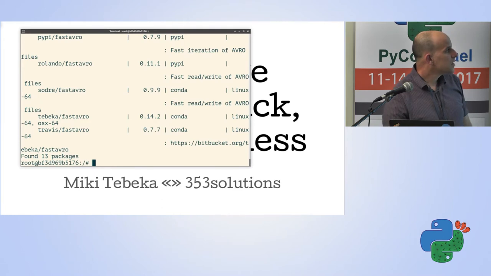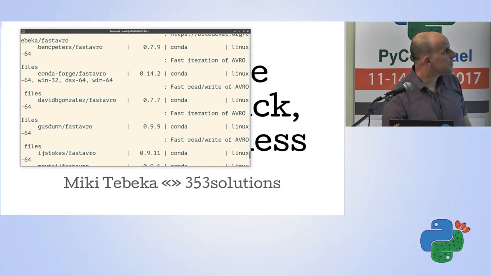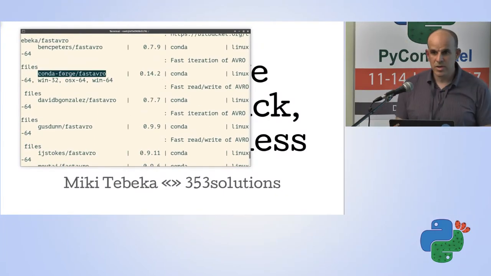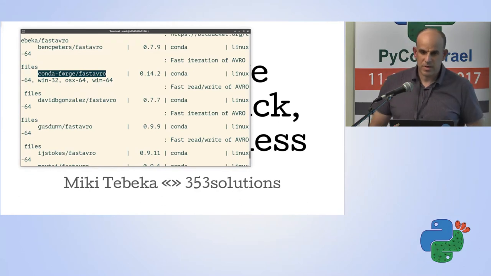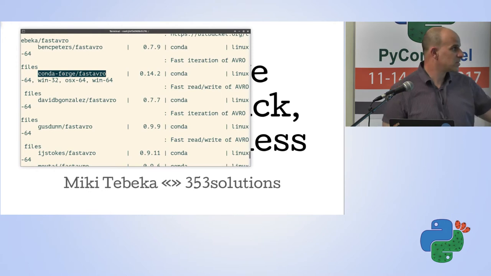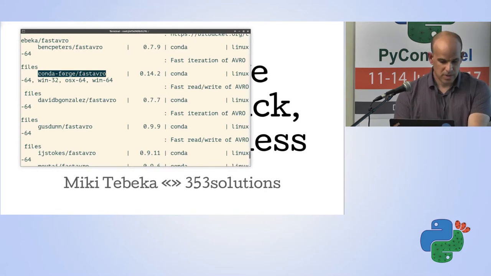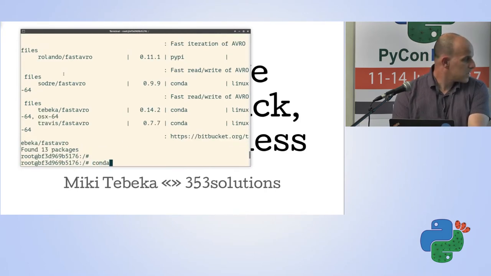But the one I highly recommend that you look at, if you have it, is something called conda-forge. And conda-forge is a community effort by a lot of people in the data science community to provide more packages that are not in the default channel. So if you find conda-forge, this is usually the best option for you. And you can do conda install -c conda-forge fastavro.